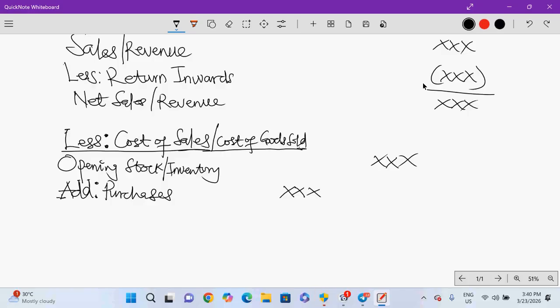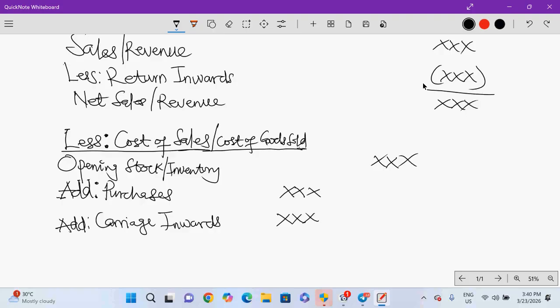So now it means we'll be incurring additional costs for transportation, right? So who can tell me what is the name for the cost that you incur in transporting the goods to the business or to the entity? Carriage inwards. So we are going to add our carriage inwards, which is the cost of transporting the goods that we purchase from our supplier into our business.